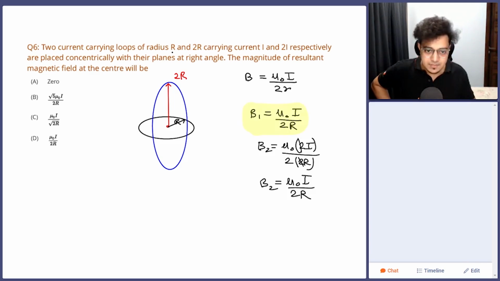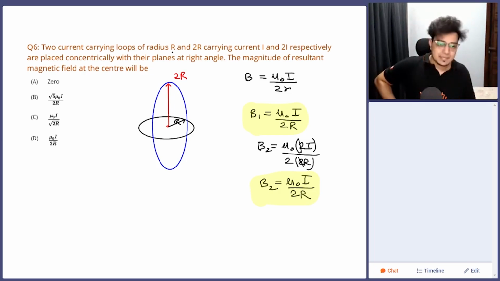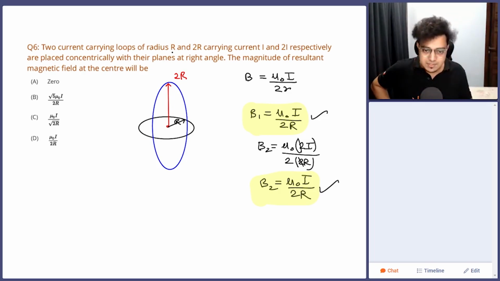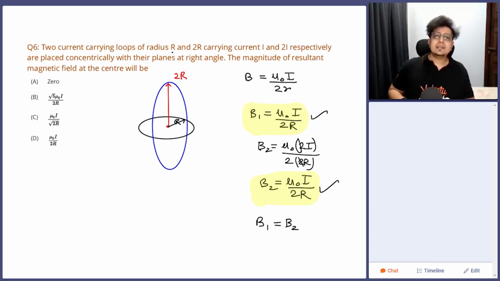So this is B1, this is B2, and we have to get the resultant of these two magnetic fields. One magnetic field is produced by one loop, this is by the other loop. Their values are same. Notice their values are same. B1 is equal to B2 magnitude wise, but it is a vector. Magnetic field is a vector, so we have to add them vectorially.